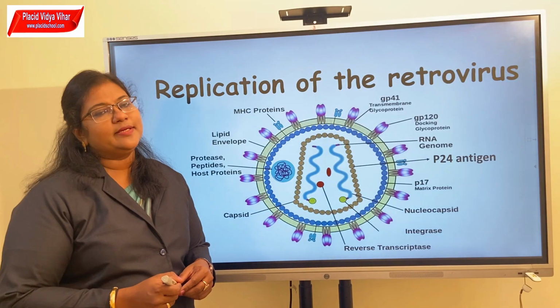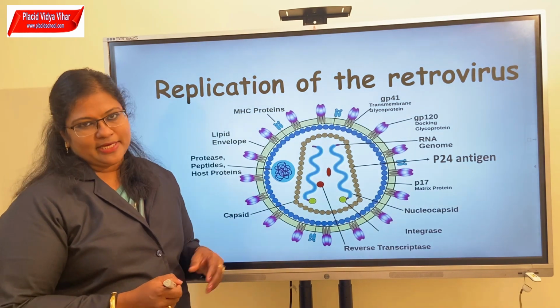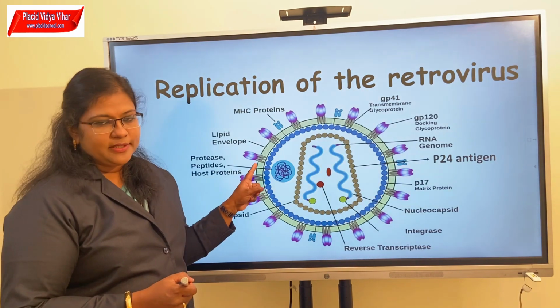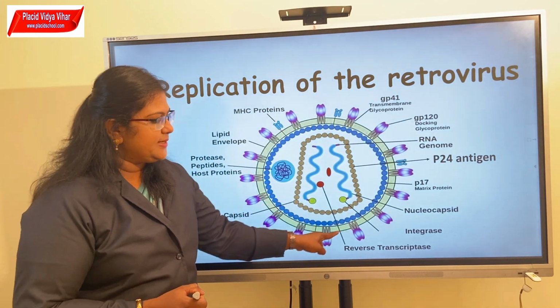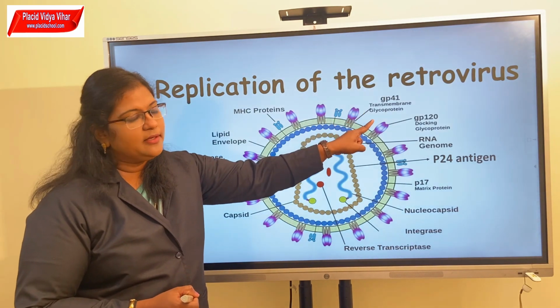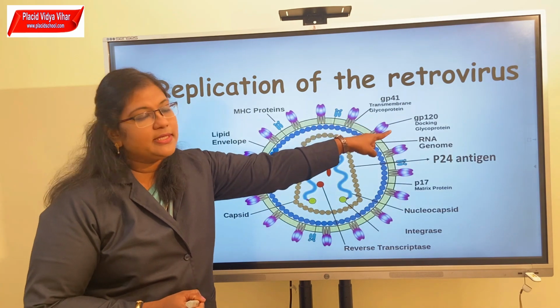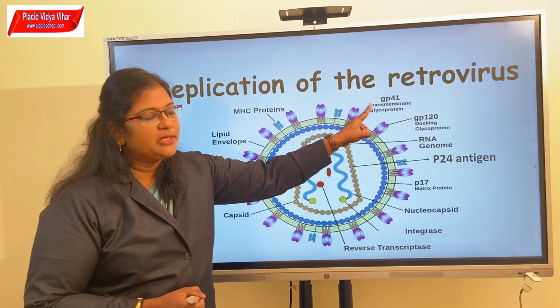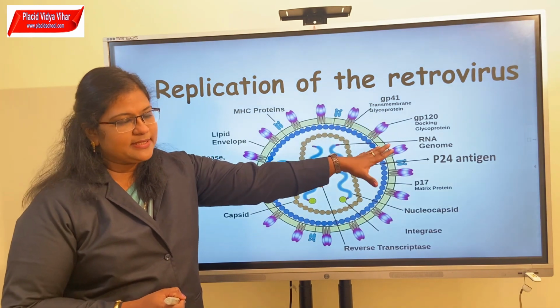Before we proceed to the entry of the virus into the cell, we should revise the structure of the virus once more. If you remember, this is the detailed structure of the retrovirus. Outside you can see a lipid envelope. On the envelope you can see two transmembrane glycoproteins and a docking glycoprotein, GP41 and GP120. Remember these two glycoproteins because they are of importance in binding to the cells.